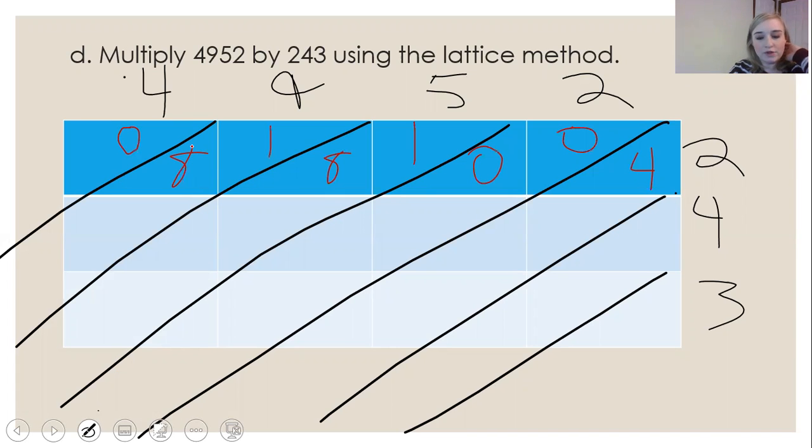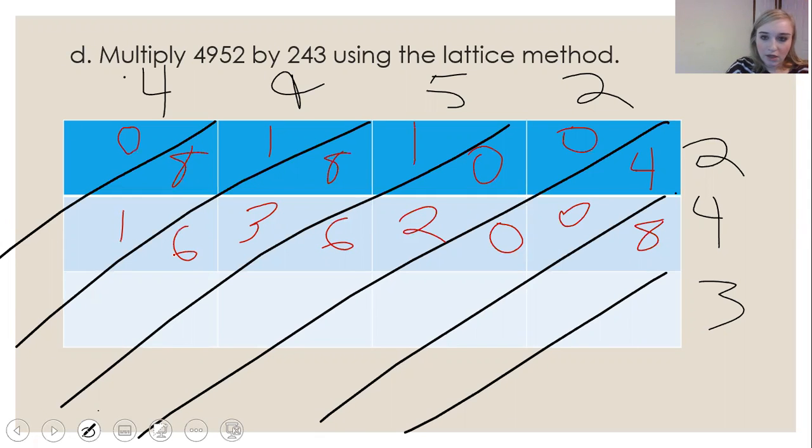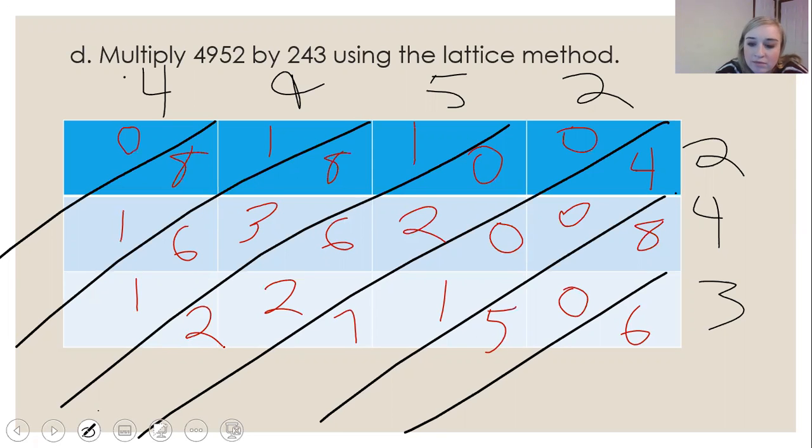So now we're going to move on to 4. 4 times 2, 8. 5 times 4, 20. 9 times 4, 36. 4 times 4, 16. 3 times 2 is 6. 15, 27, and 12. Now it's time to add.